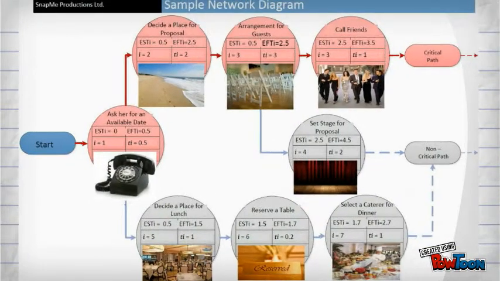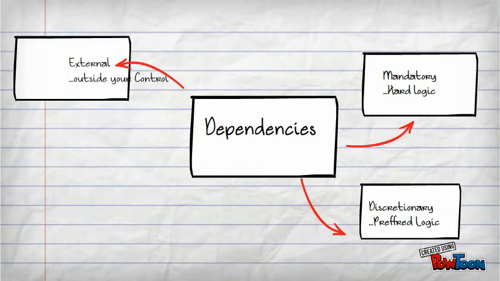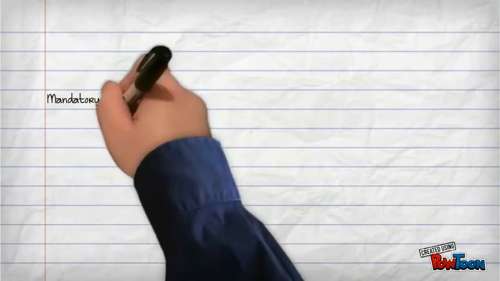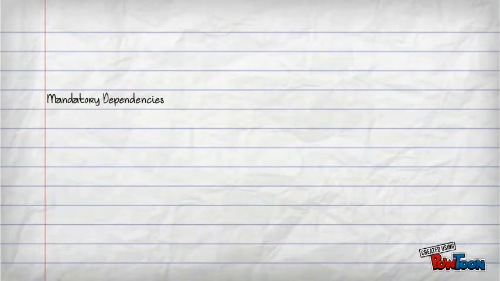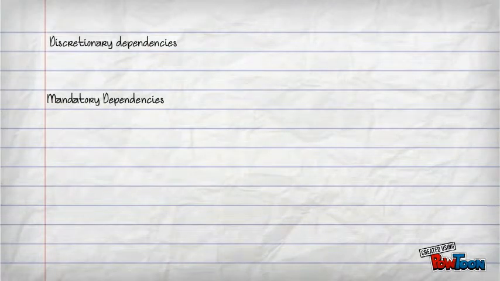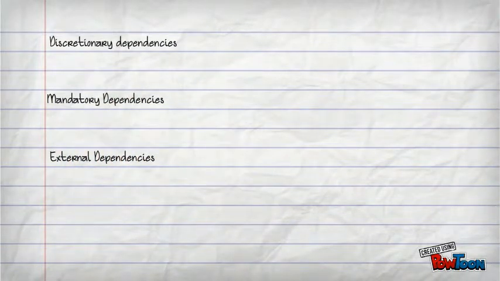The next step is to sequence the activities. It's important to define the relationship between each task. These can be divided into 4 different dependencies: mandatory, discretionary, external, and internal. Mandatory dependencies are the physical limitations that follow hard logic. For example, no ring, no wedding. Discretionary is a preferred logic, for example the egg before the chicken or the chicken before the egg. External dependencies are outside of the project team's control, and internal dependencies are things within your control.